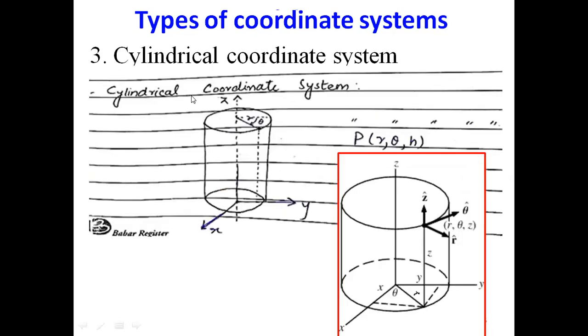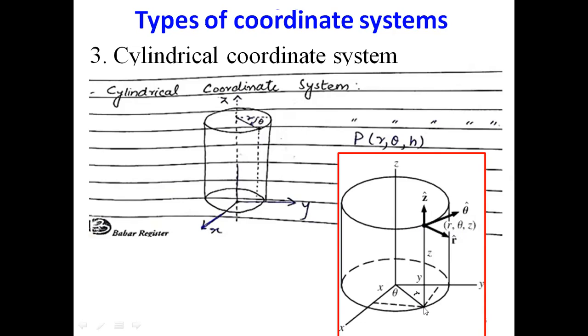Also, in cylindrical coordinate system, we have the coordinates r, theta, and h or z. Sometimes we write h, or sometimes in some books you would see z. So here any point in space would have these coordinates r, theta, and z. R is the distance of the point, if I draw the projection of this point on the xy plane, this is the xy plane, the projection of this point would be here.